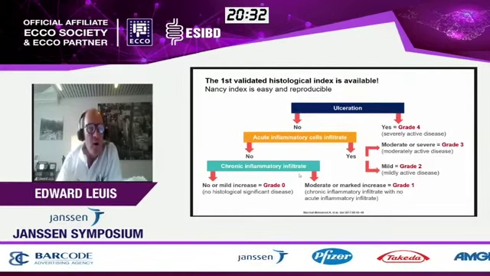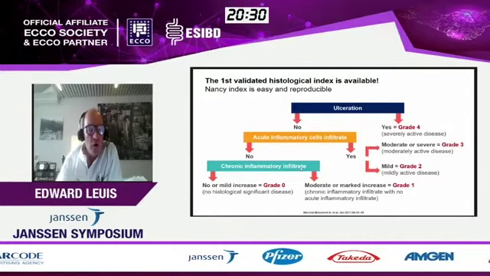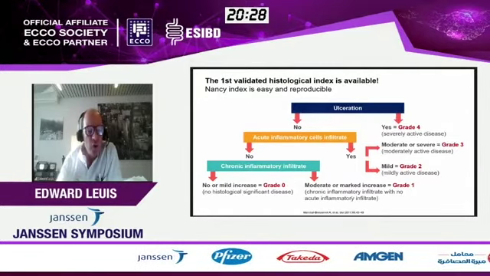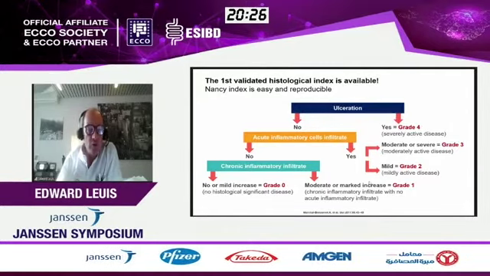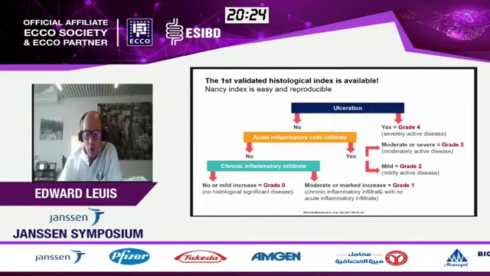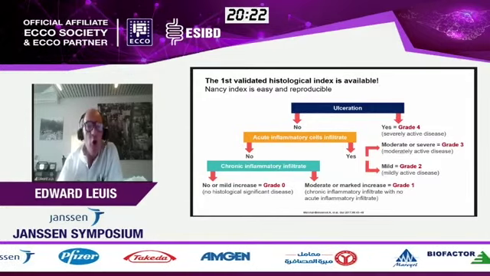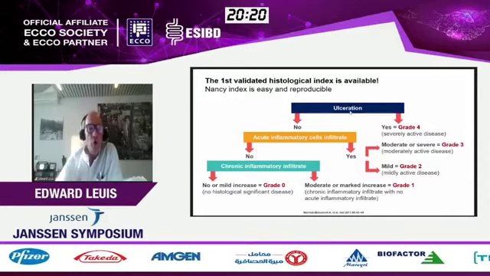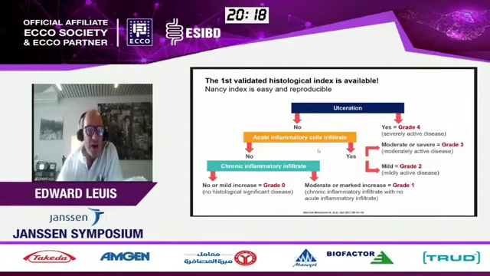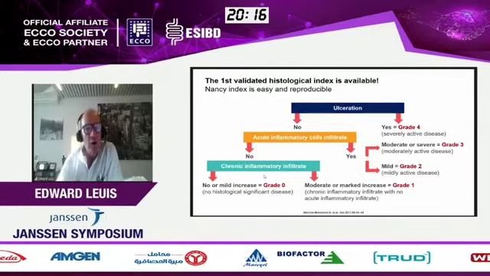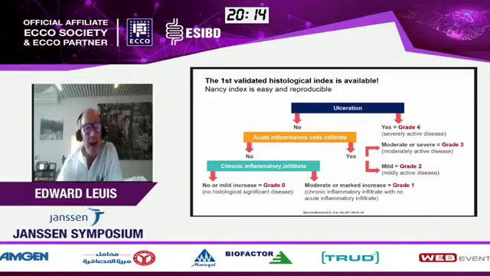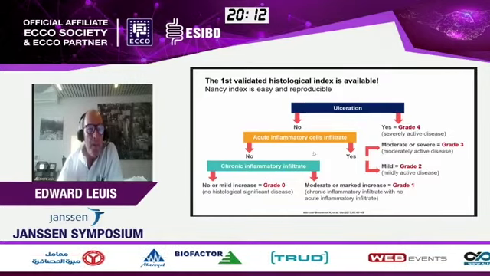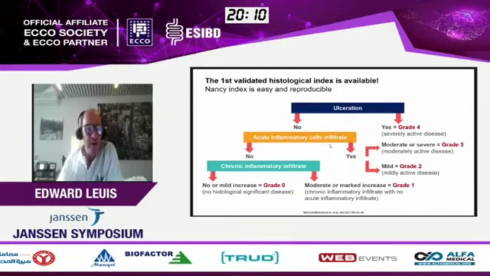So for Nancy score, the threshold for remission is grade 0 or grade 1. Grade 0 is everything normal. Grade 1, you have some chronic inflammatory infiltrate, but no neutrophil and no ulceration. This is currently, I think, the easiest histologic score to use. And it's mainly, as you see, based on neutrophil infiltrate.